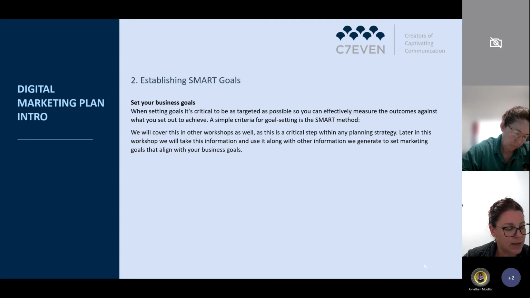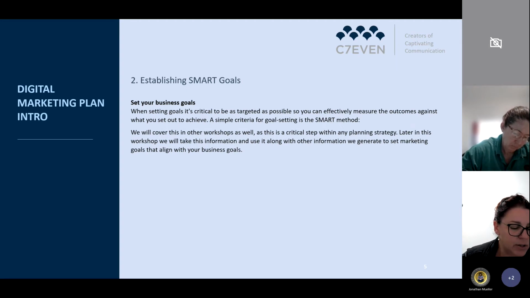So we'll cover this in other workshops as well. It's probably a point to keep in mind if you are attending some of the other workshops, because of the nature of marketing and some of the frameworks, tips and tools that we use, there will be a little bit of a crossover, but there'll also be the opportunity to put some of these tactics and tips into more of a relevant space as well. So just in case you say, oh, I've seen that before.